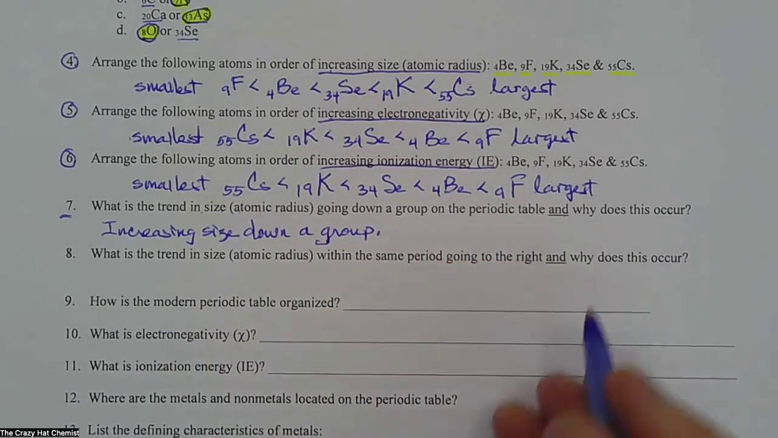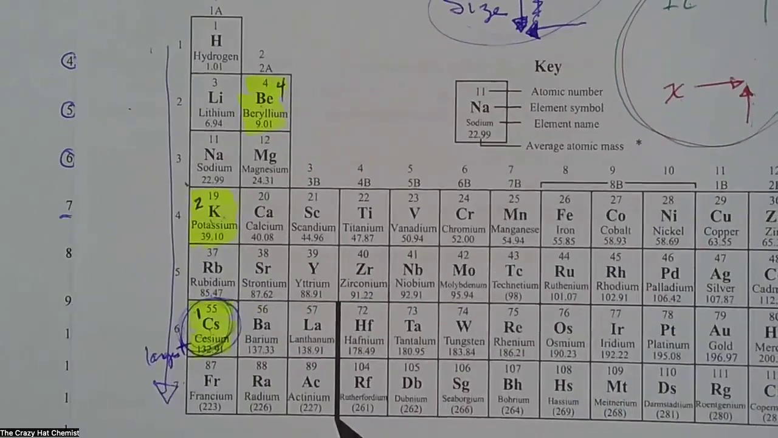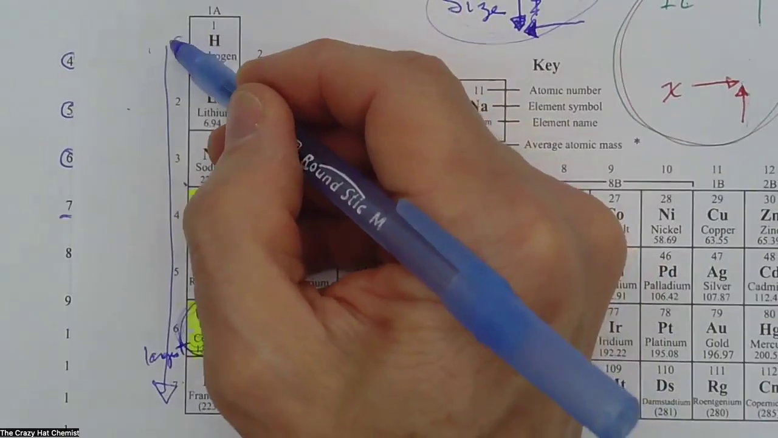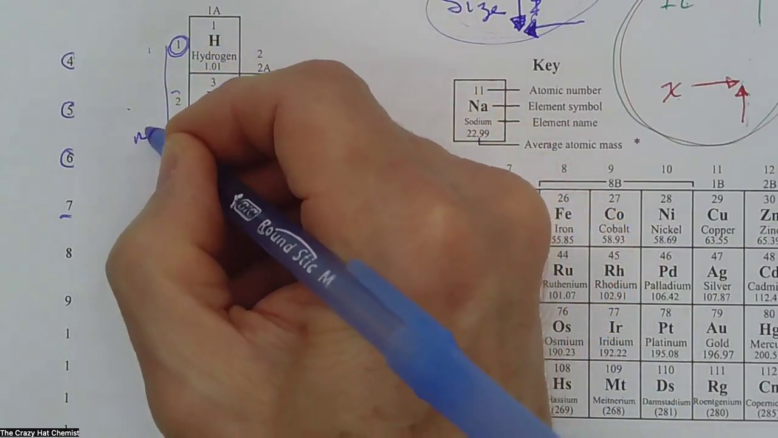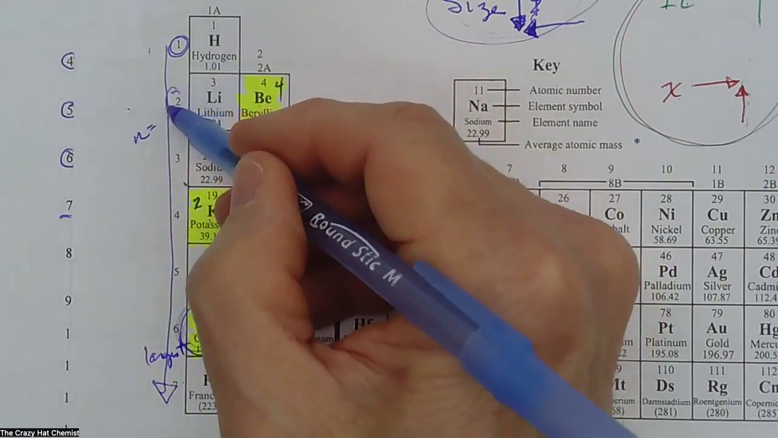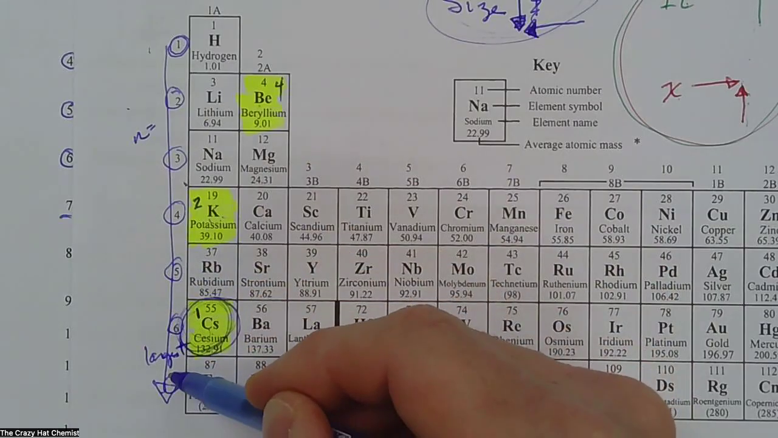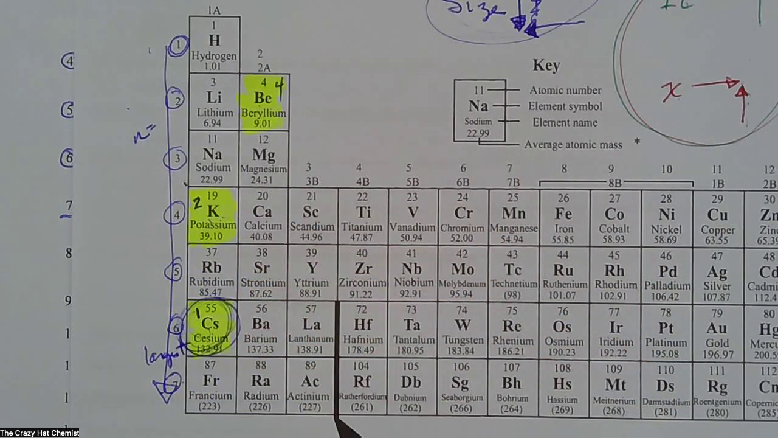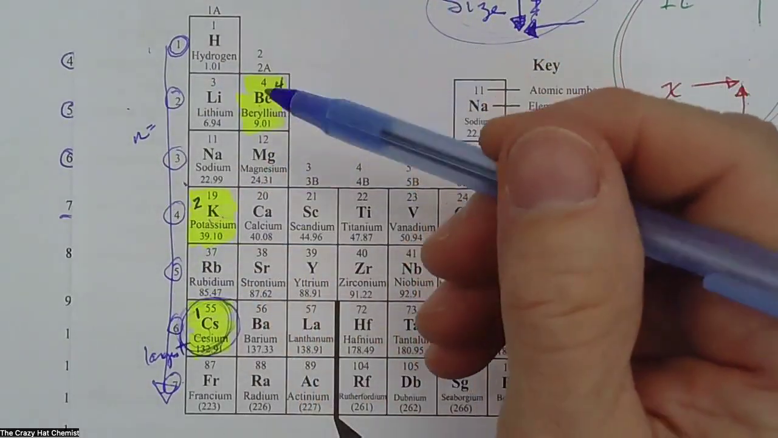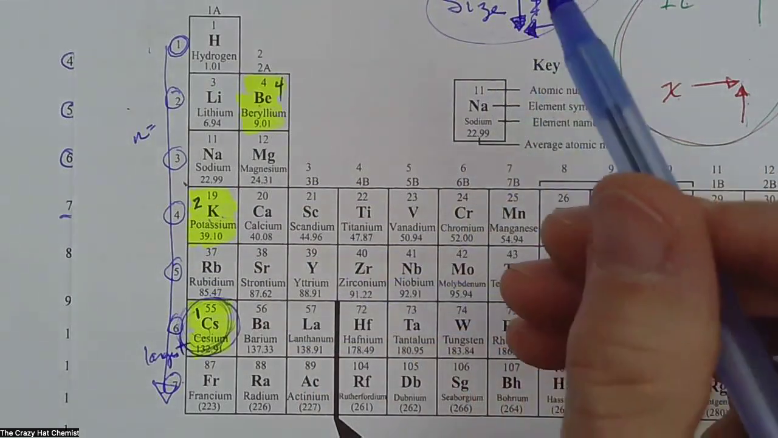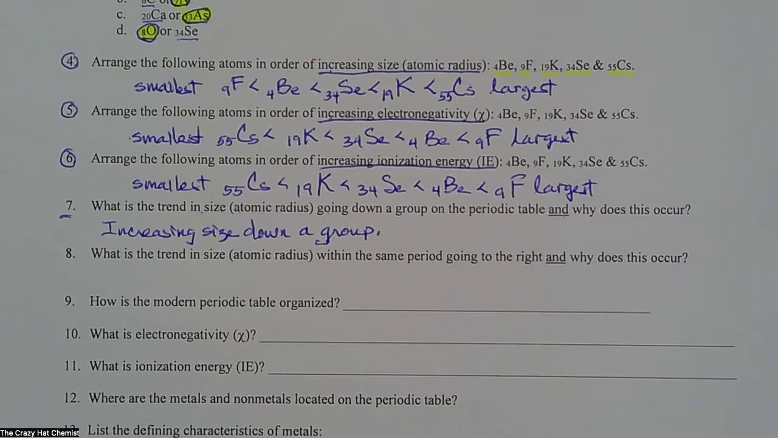Okay. And then why does this occur? So the question is why? So here is why. See these numbers right here? N of 1, n of 2, n of 3, n of 4, n of 5, n of 6, n of 7. These are n values, which is called the principal quantum number. As you go down a group, these n values increase, which means you are getting further away from the nucleus. The principal quantum number is the average distance away from the nucleus.